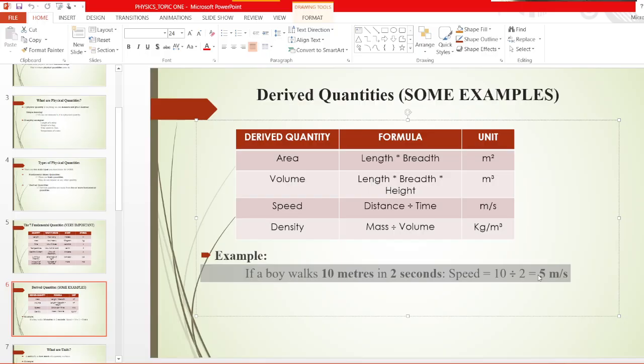Every question will require its SI unit. So if you see an option of 5, you might have gotten it wrong. That's mathematics. But without the SI unit, which is meter per second, it is wrong. So that's why I'm having 5 meters per second.